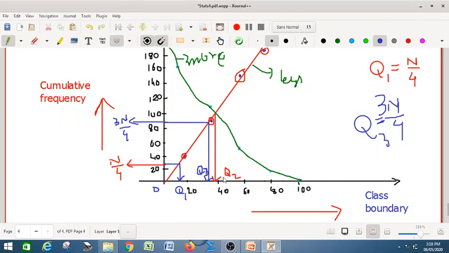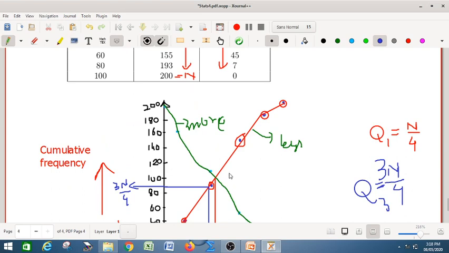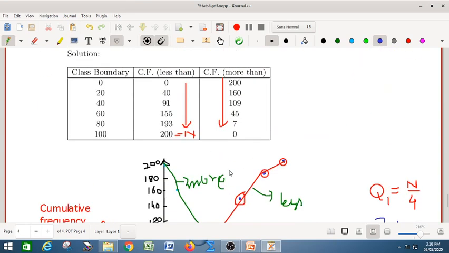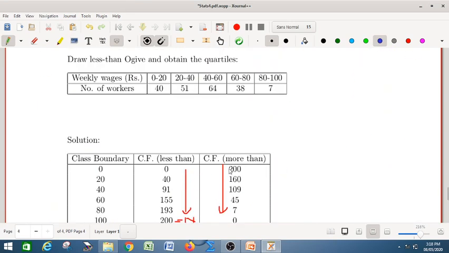So this is how you can find from the graph Q1, Q2, Q3, and also the other partition values, that is deciles, percentiles, whatever. So the cumulative frequency polygon or the ogive is very important for drawing and for the calculation of partition values, median, etc. In this video, we talked about the histogram, frequency polygon and cumulative frequency polygon or ogive, and how to calculate the median and partition values, and also the mode from the histogram.